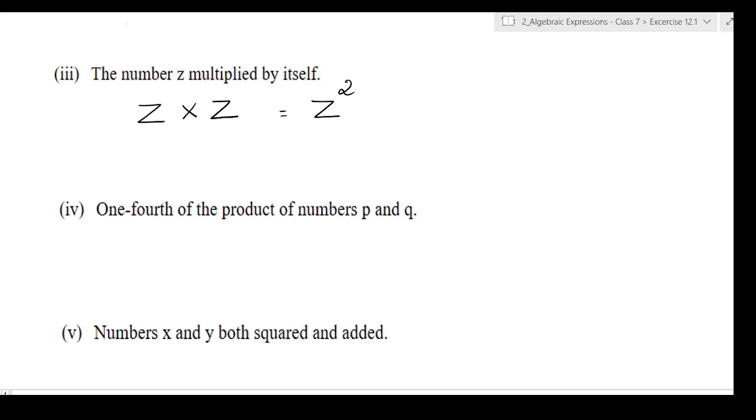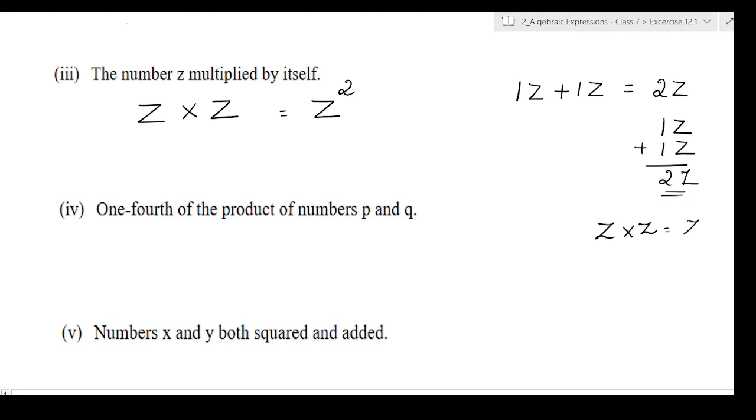Here again, 1z plus 1z gives 2z. 1 plus 1 is 2, so we'll write it in this manner, 1z plus 1z is 2z. Now this is addition. In case of multiplication, z into z, you need to write it in power, exponential form. So z into z is z square. Whenever multiplication comes, we will write it in the form of power.